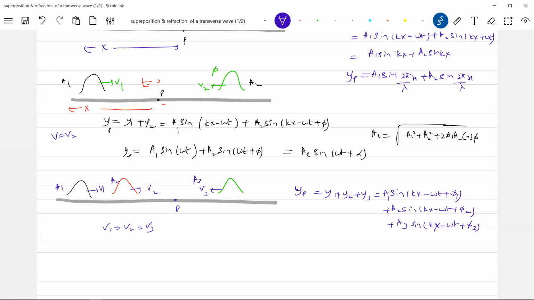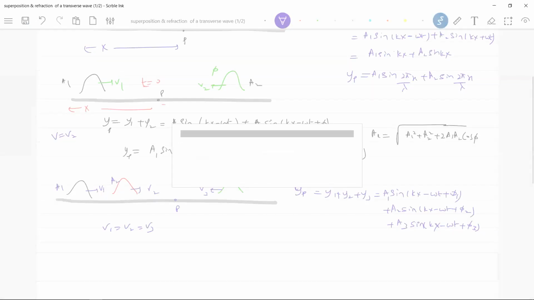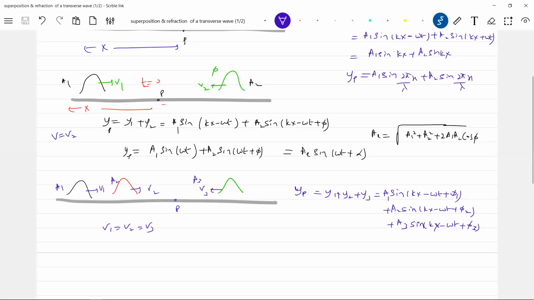Not only at t equals 0, at any time at a given position, put that particular time and we can solve it. There's no problem for this. If n waves undergo superposition, we can do it. This one is moving towards the left, so put a positive sign.